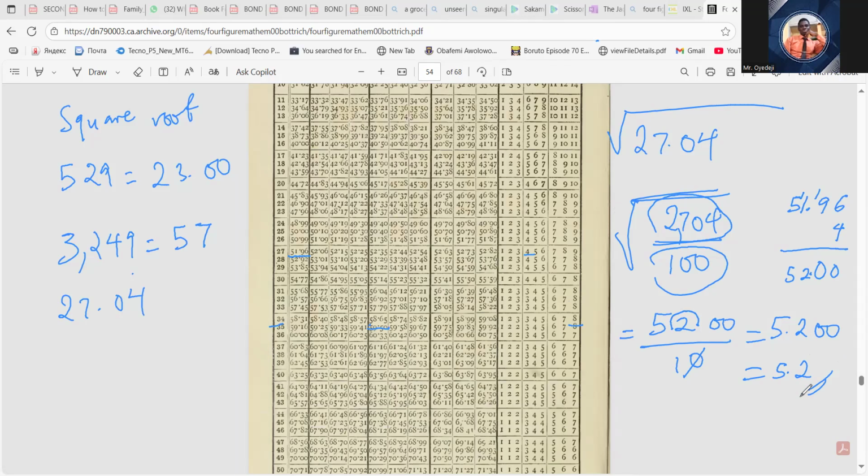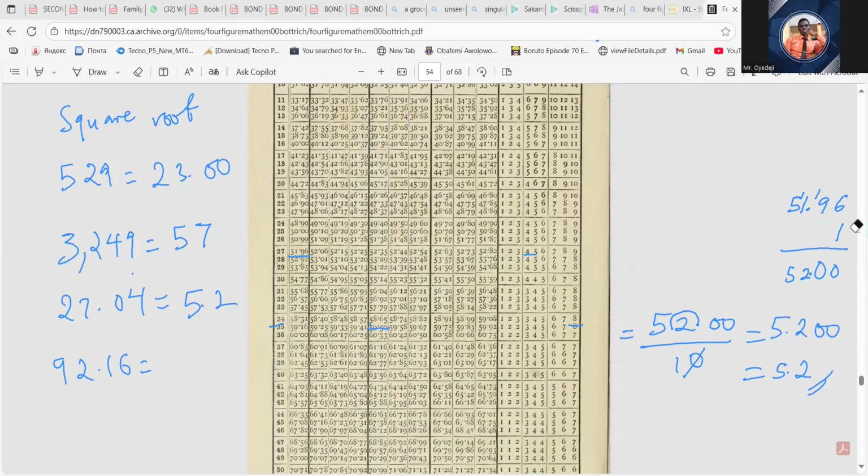Let's do another one. Let's explore another one. So that is equals to, down is easy. We have 5.2. Now let's do the square root of 92.16. The same way we did the other one, that's what we're going to do. Let me rub off the other side for us to use as our canvas. I hope you're getting it. Let me do another example so that we can use that to round up everything.